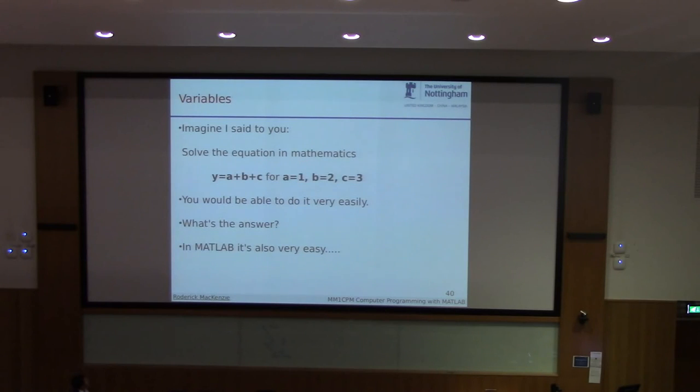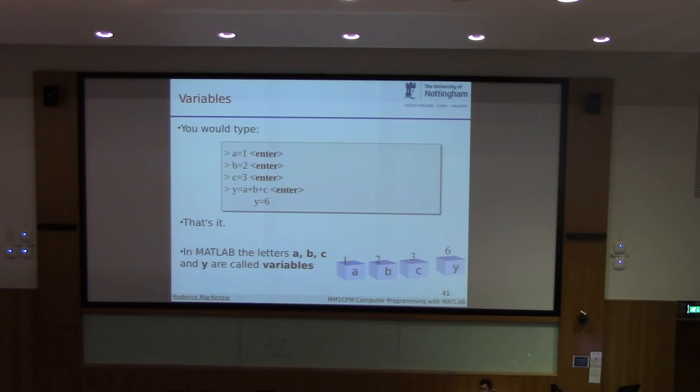Variables. In maths, if I said y equals a plus b plus c, and calculate y for a equals 1, b equals 2, c equals 3, for 10 marks, you'd be able to do it. What's the answer to that? 6, right? Super easy. It works exactly the same in MATLAB. If you want the computer to do this calculation for you, you just go a equals 1, b equals 2, c equals 3, and you type y equals a plus b plus c. So it's exactly like you do in maths. Okay? Super easy. And I just want to introduce this concept.